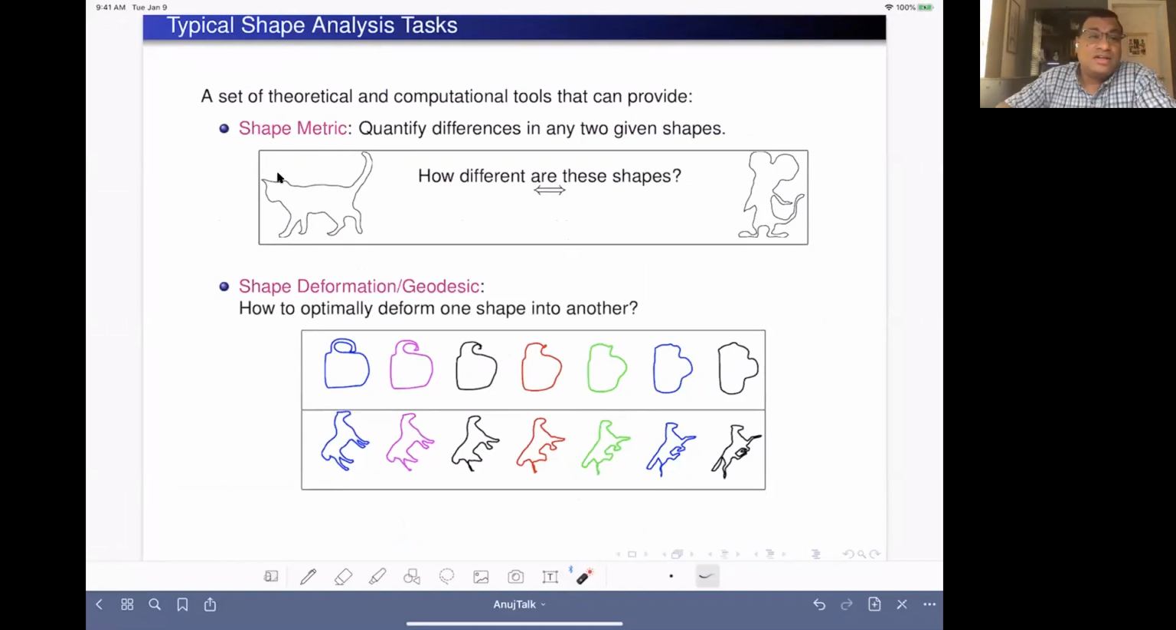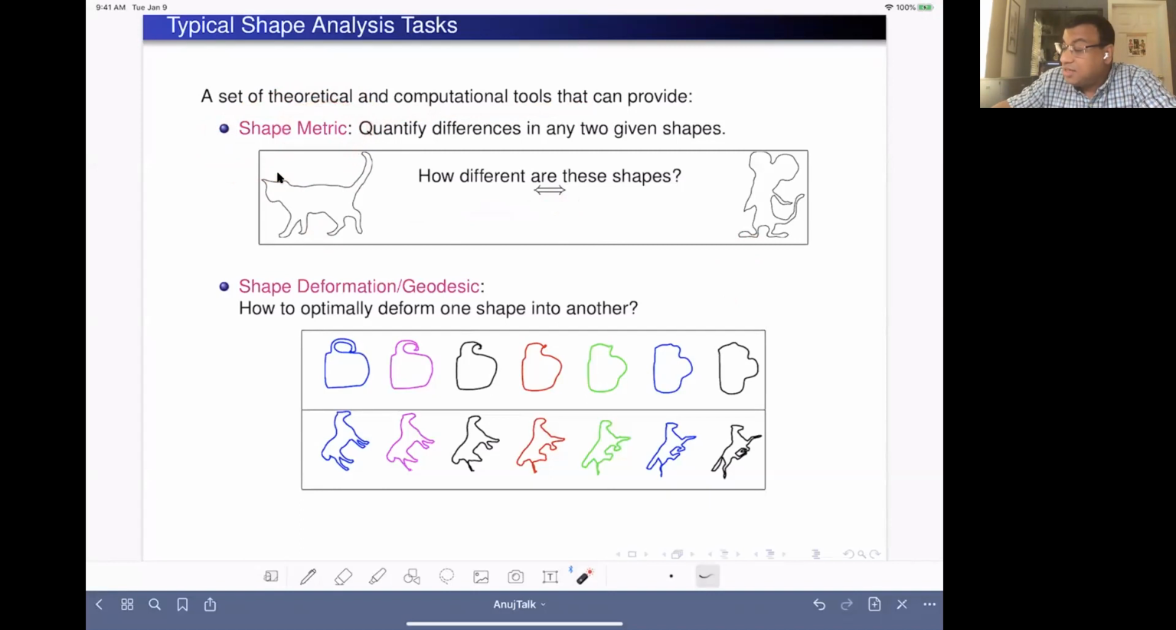Now, I just want to list a little bit for those people who have not seen these things before: what does a typical shape analysis do? First and foremost, shape analysis should provide a set of tools, and the first tool it should provide is a shape metric. Given one object and another object, and you can notice I'm drawing them as continuous curves, how different are these two shapes? I want to quantify how different they are. Some people call it a similarity metric or a dissimilarity metric, but what we want is actually a proper metric. We want a distance that is symmetric, that satisfies the triangle inequality, and so forth. We want a proper distance.